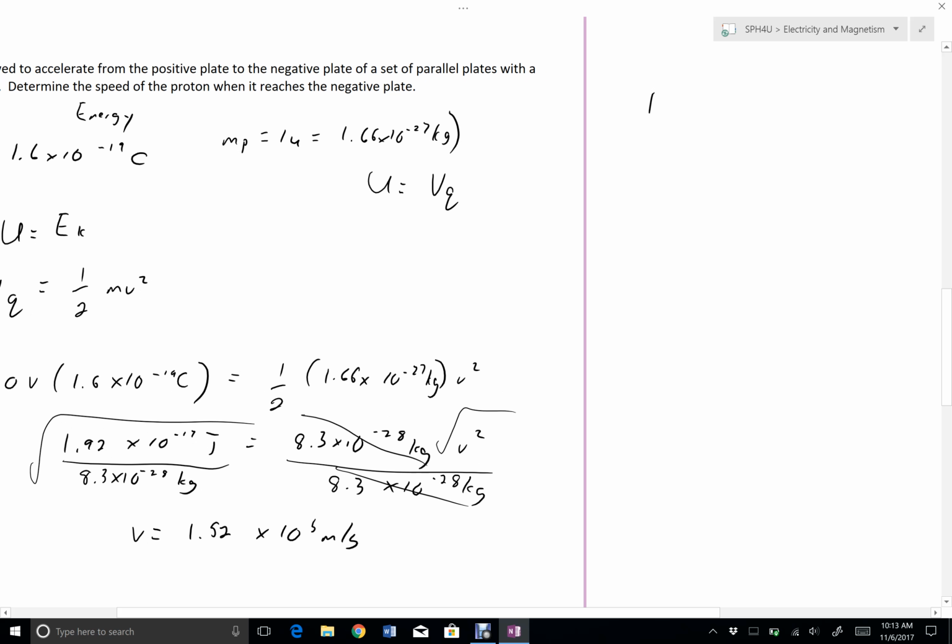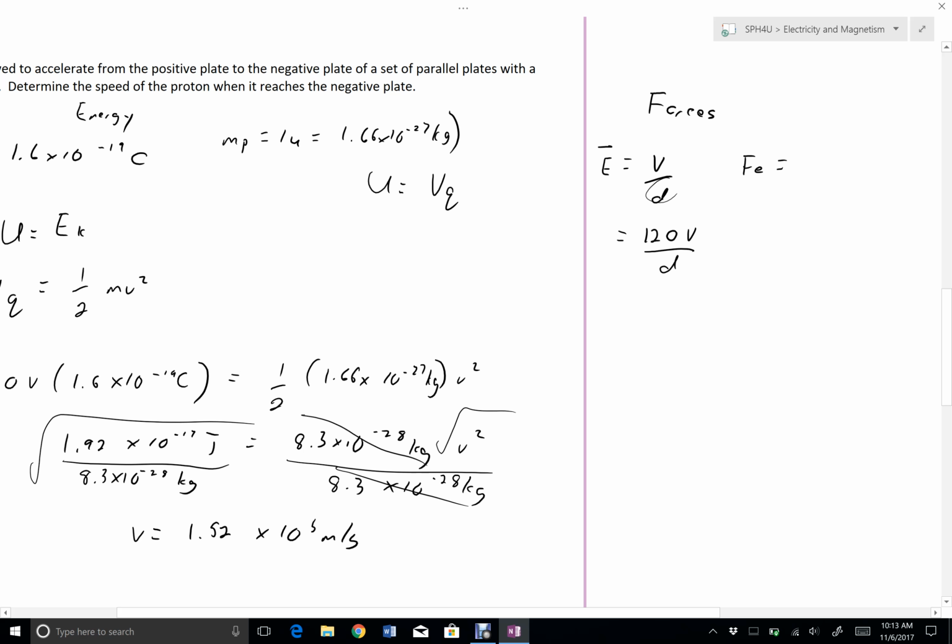I can use forces as well. I'm going to have to go a little quick here. I'm running out of time. So my electric field here is going to be equal to my voltage over the distance between my plates. I don't know the distance between my plates, so I'm just going to leave it in as D and hope that it will go away eventually.